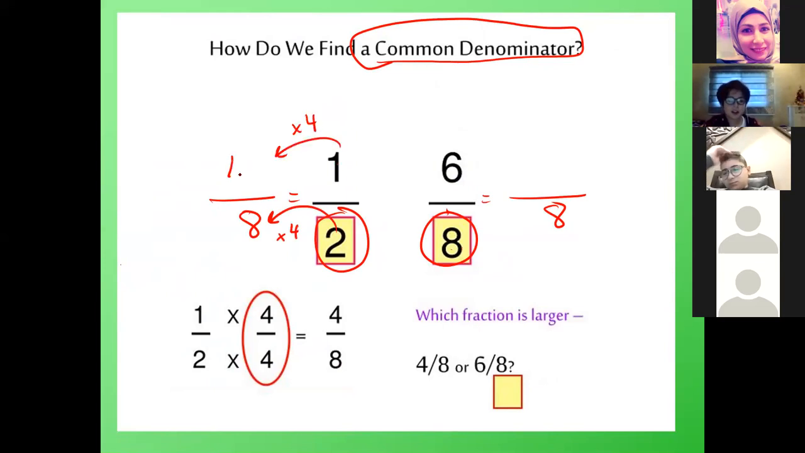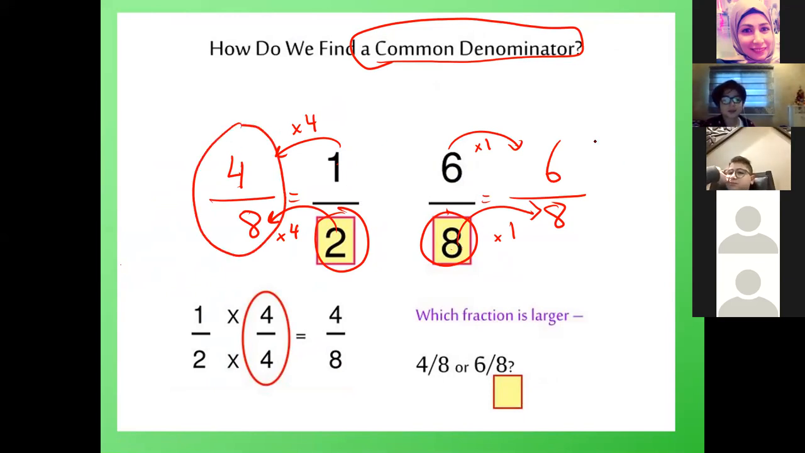One times four is four. Then we go to the second one. Eight times which number equals eight? One. Six times one is six. Now we compare just these two fractions, 4 over 8 and 6 over 8, on the same denominator. Which one is the biggest, 6 or 4?